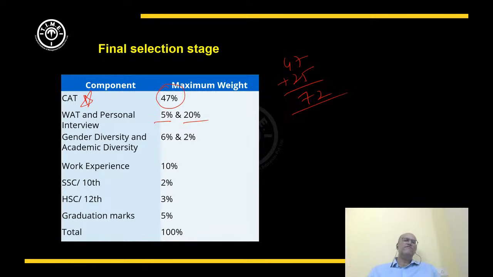So these are controllable factors, right? So you cannot complain and say that, hey, come on, because of my low 10th percentage, I couldn't make it and so on, because 72% is humongous weightage.